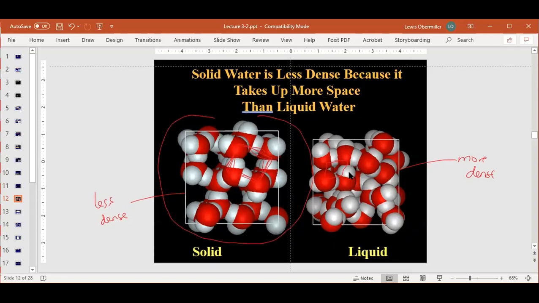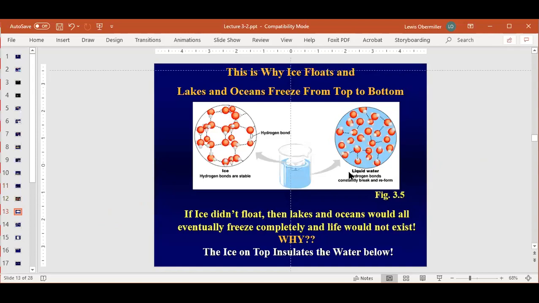Any questions? Nope. Awesome. Okay, so this is just a drawing from your book. What's the maximum number of hydrogen bonds that water can form? 4. Awesome. What's the temperature of the maximum density of water? 4 degrees. Sweet.